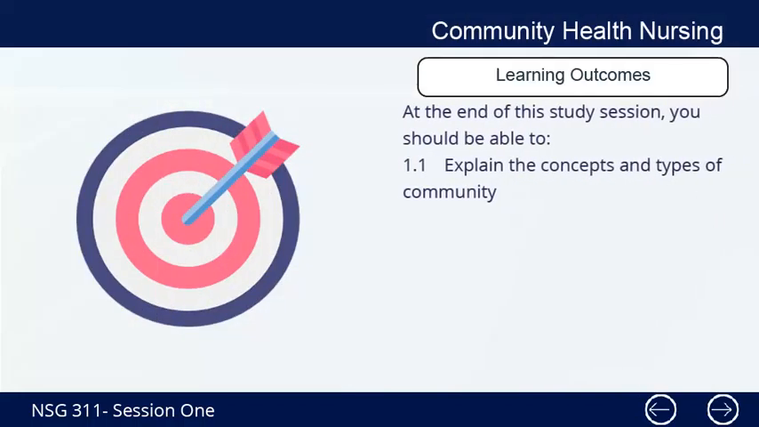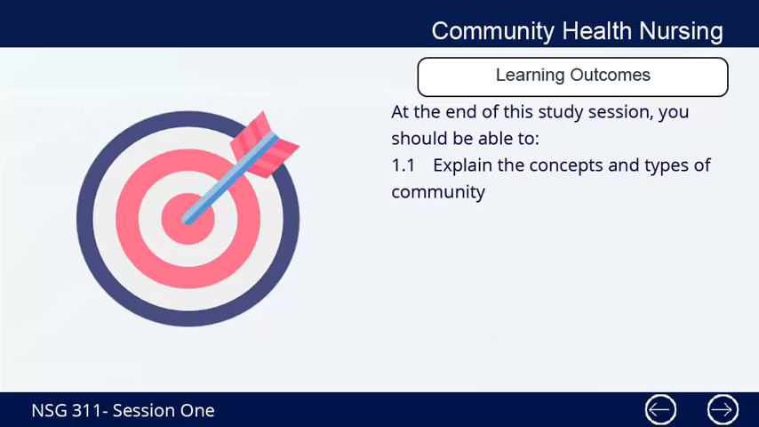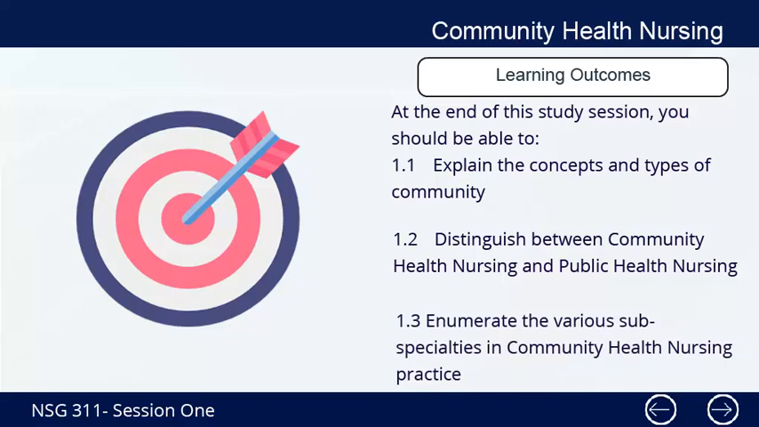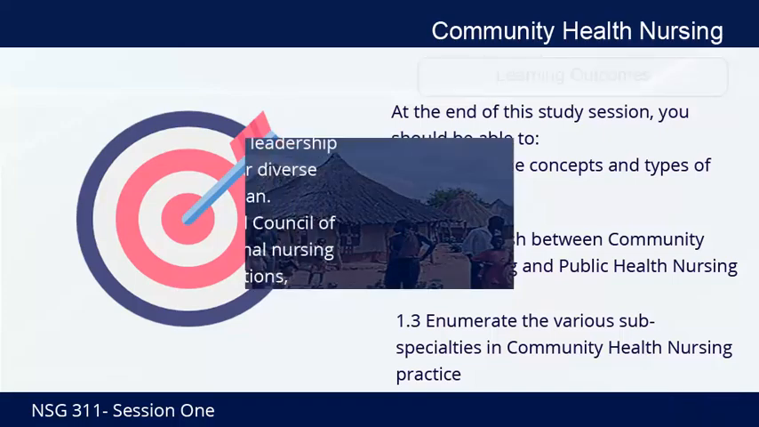Learning outcomes for study session 1. At the end of this study session, you should be able to: 1. Explain the concepts and types of community. 2. Distinguish between community health nursing and public health nursing. 3. Enumerate the various subspecialties in community health nursing practice.